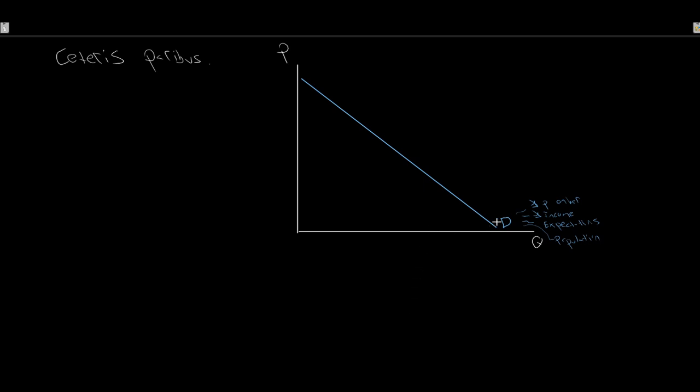So, okay, let's just finish this guy off, right? Our last one here that we didn't put in is tastes. Tastes and preferences. So, right, we're not having changes in tastes. All of these are fixed in drawing of this demand curve.